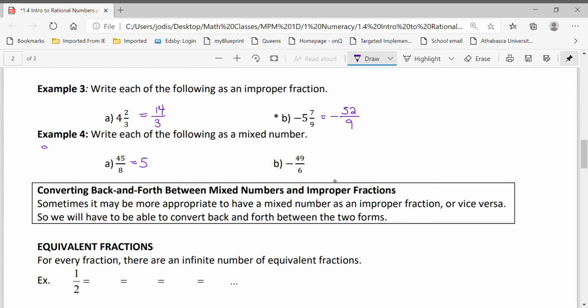And if 8 times 5 equals 40, we have 5 parts left over, so that is the part that's going to remain as a fraction. So the 5 leftover parts, and then 8 stays on the bottom.